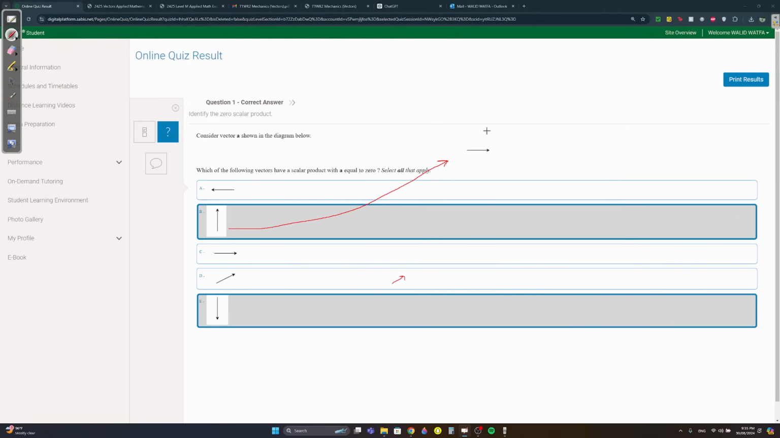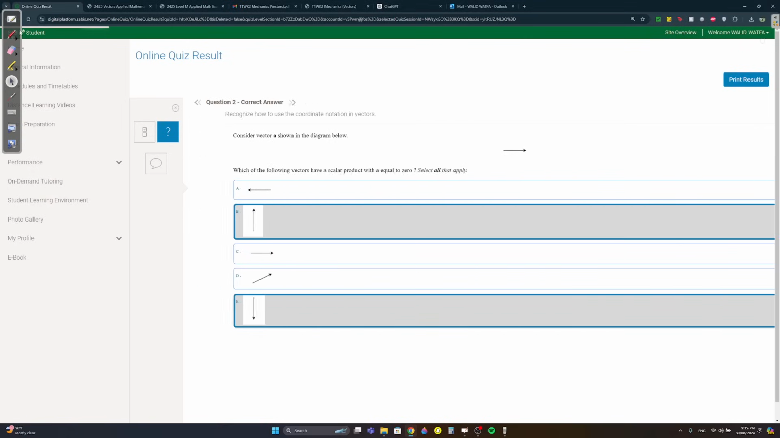So let's see. Let's connect this one here. What's the angle between them? 90 degrees. How about this one over here? What's the angle between them? 90 degrees. So that's why these two are my correct answer. They're the ones that will form a 0 dot product. Question 2.